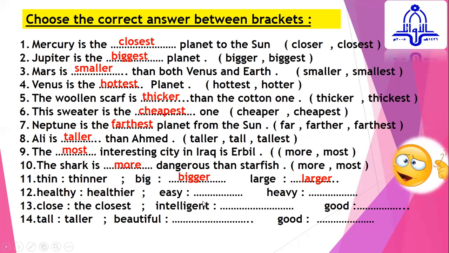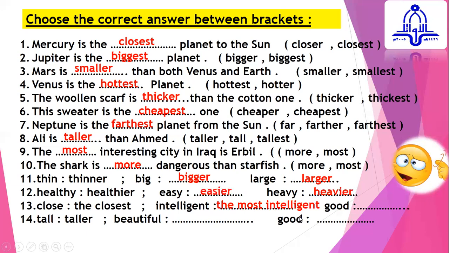Then easy it will be easier. تقلب الواي لا I نضيف ER. Heavy it will be heavier. The same rule. أيضا change Y to I and add ER. While in number 13 close it will be the closest. يعني المطلوب في السؤال هو درجة تفضيل. The closest. معنى ذلك كل الأمثلة اللي راح نعملها راح تكون درجة تفضيل. So intelligent متكونة من أكثر من مقطع. في درجة التفضيل it will be the most intelligent.